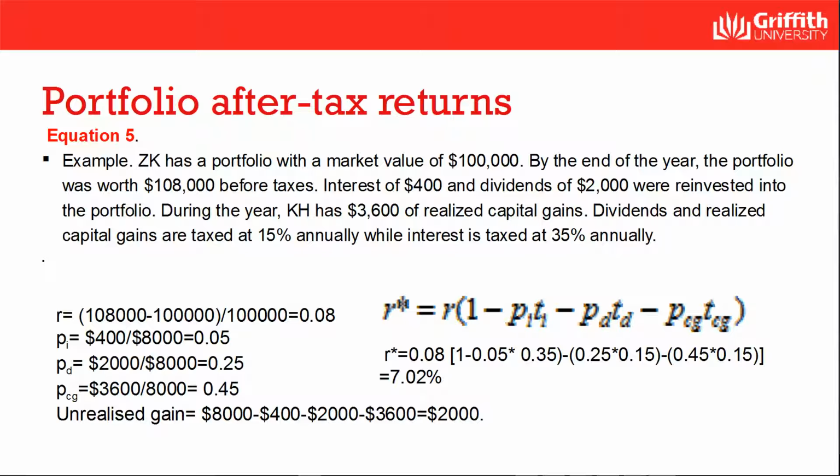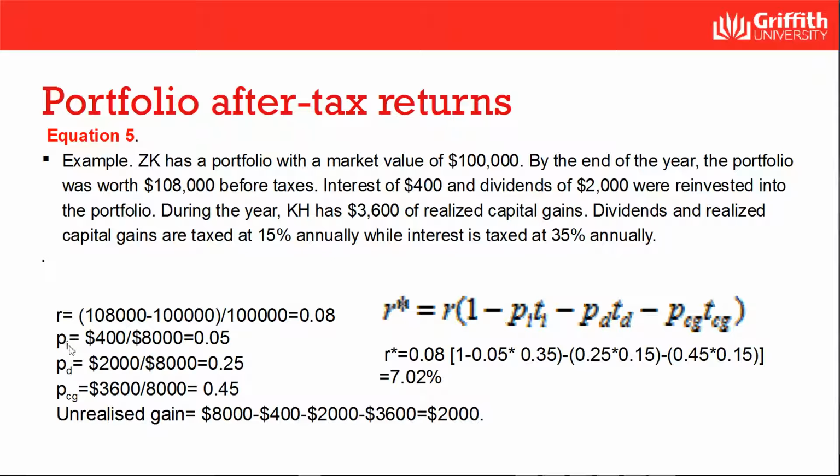Alright, there are a few things that we need to work out. Firstly, we need to work out the rate of return. And we do that by taking the amount we ended with minus what we started with, divided by what we started with. So it's 108,000 minus 100,000, divided by 100,000, and we get an 8% return. That's our R in our formula.